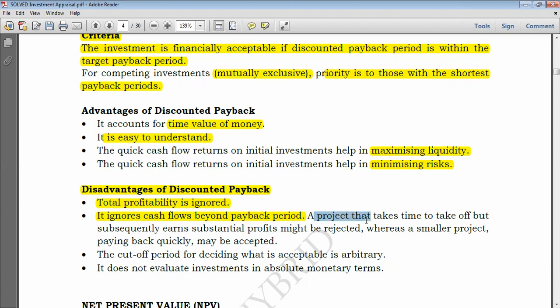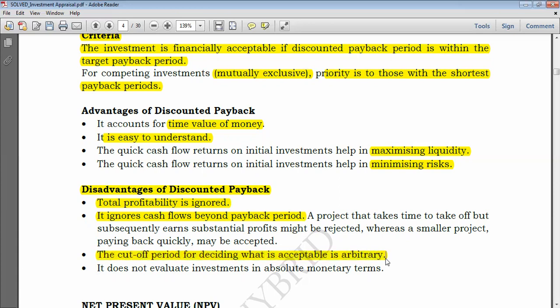All right. Now, as I said, a project that takes time to take off but subsequently earns substantial profits might be rejected, whereas a smaller project paying back quickly may be accepted, which is a very, very huge disadvantage over here. All right. The cutoff period for deciding what is acceptable is arbitrary. Of course, this is very, very reasonable.